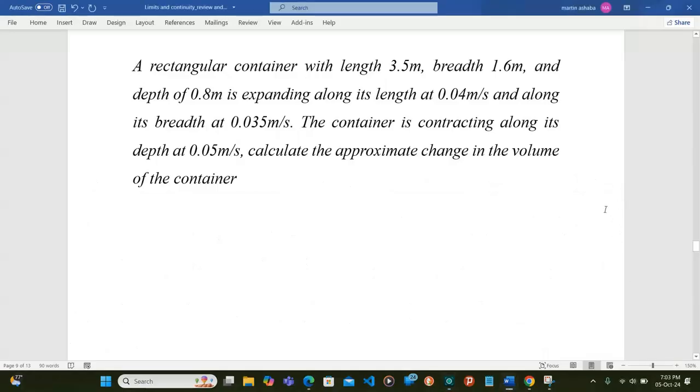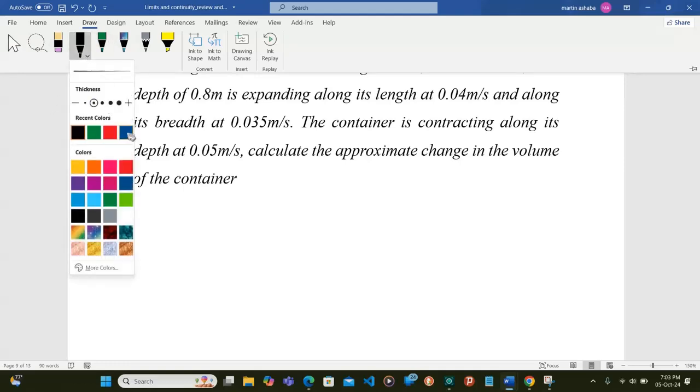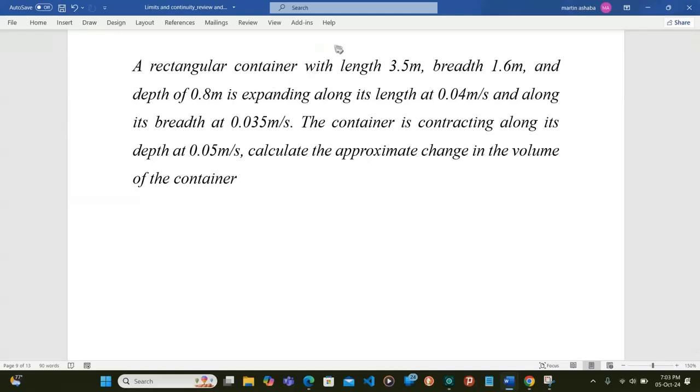Ladies and gentlemen, we are again given another question about the application of partial differentiation, this time in engineering. The guiding question says a rectangular container with length 3.5 meters, breadth 1.6 meters, and depth of 0.8 meters is expanding along its length at 0.04 meters per second, and along its breadth at 0.035 meters per second. The container is contracting along its depth at a rate of 0.05 meters per second. Calculate the approximate change in the volume of the container.